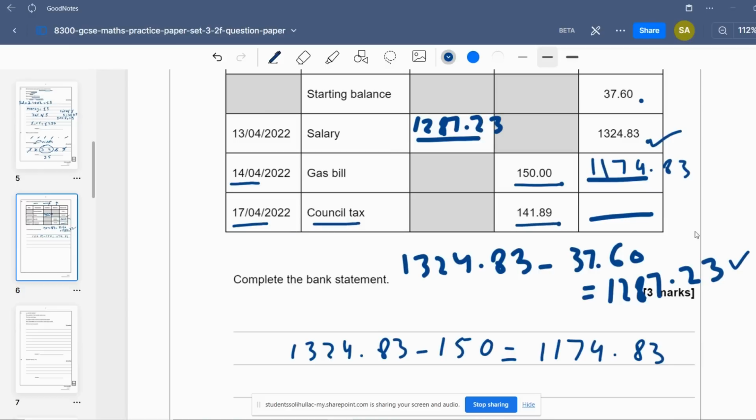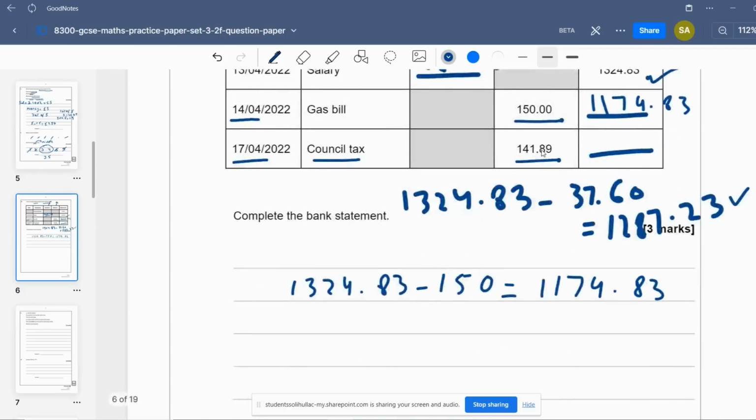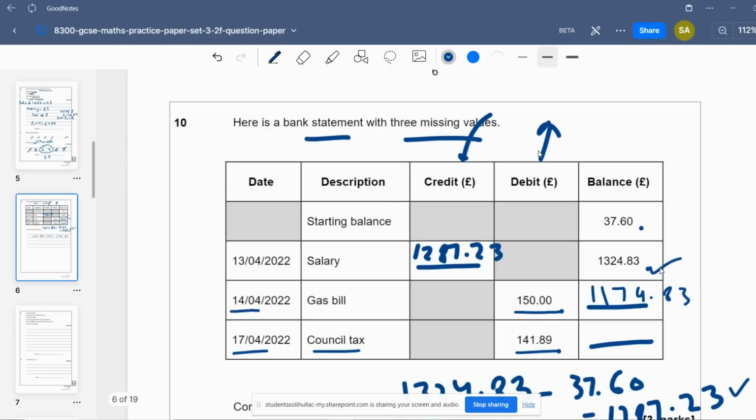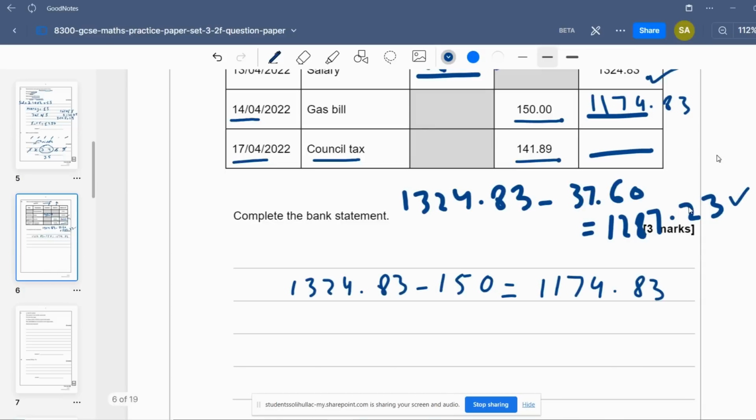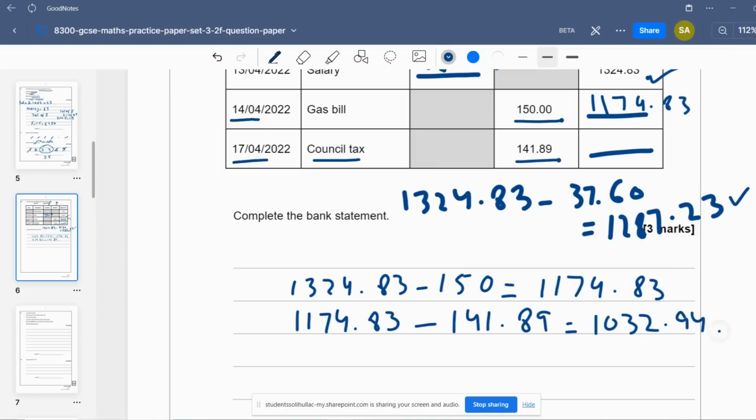Now on the 17th of April, he paid council tax as well, which is 141.89. Again, because the money is in the debit column, we take away that money to find the new balance. That's the third calculation. We start from the new balance, 1,174.83, and take away 141.89, and that gives you the new balance, which is 1,032.94.